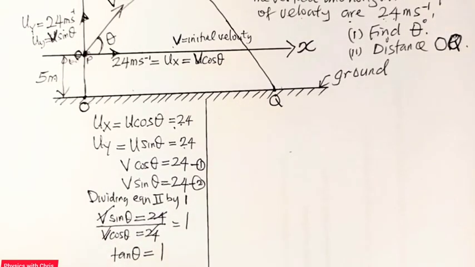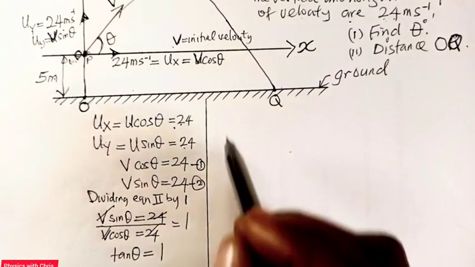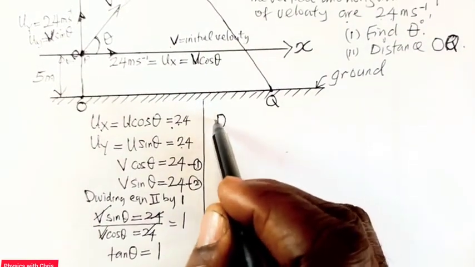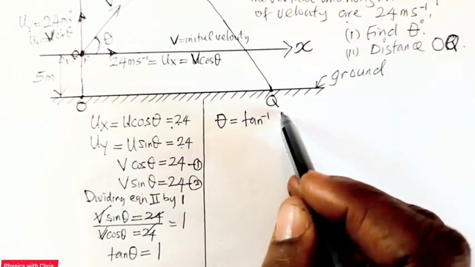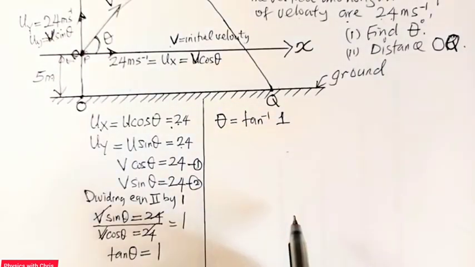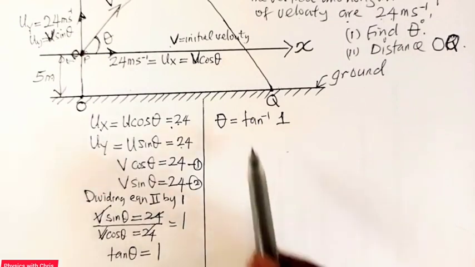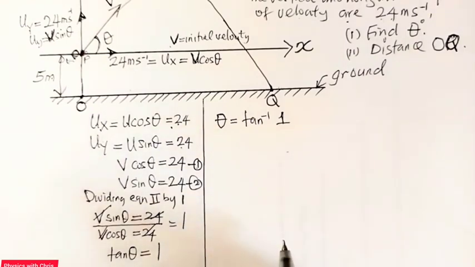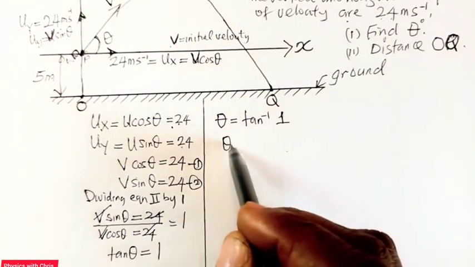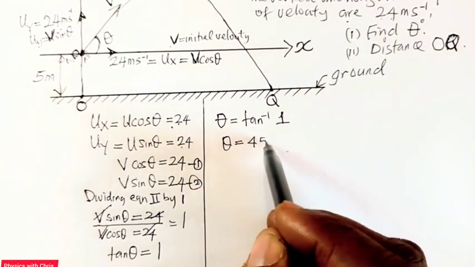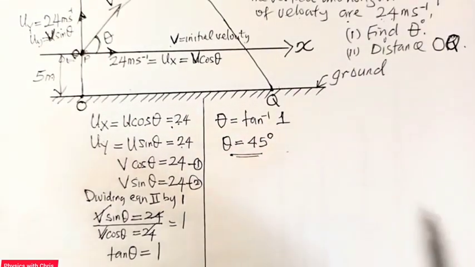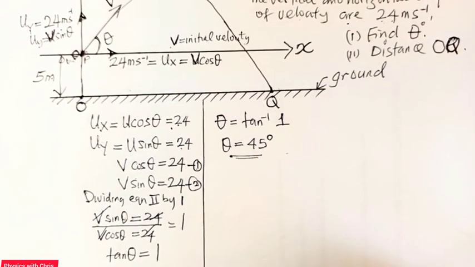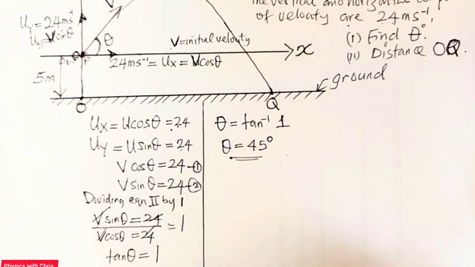Now if tan theta equals 1, then what's theta? Theta here, which is the angle of projection, will be equal to the tan inverse of 1. I'm sure you know how to find this value from a calculator. Use the shift function. So the tan inverse of 1 is 45 degrees. That's the angle of projection. So that solves the first question we have to find, which is theta, the angle of projection.